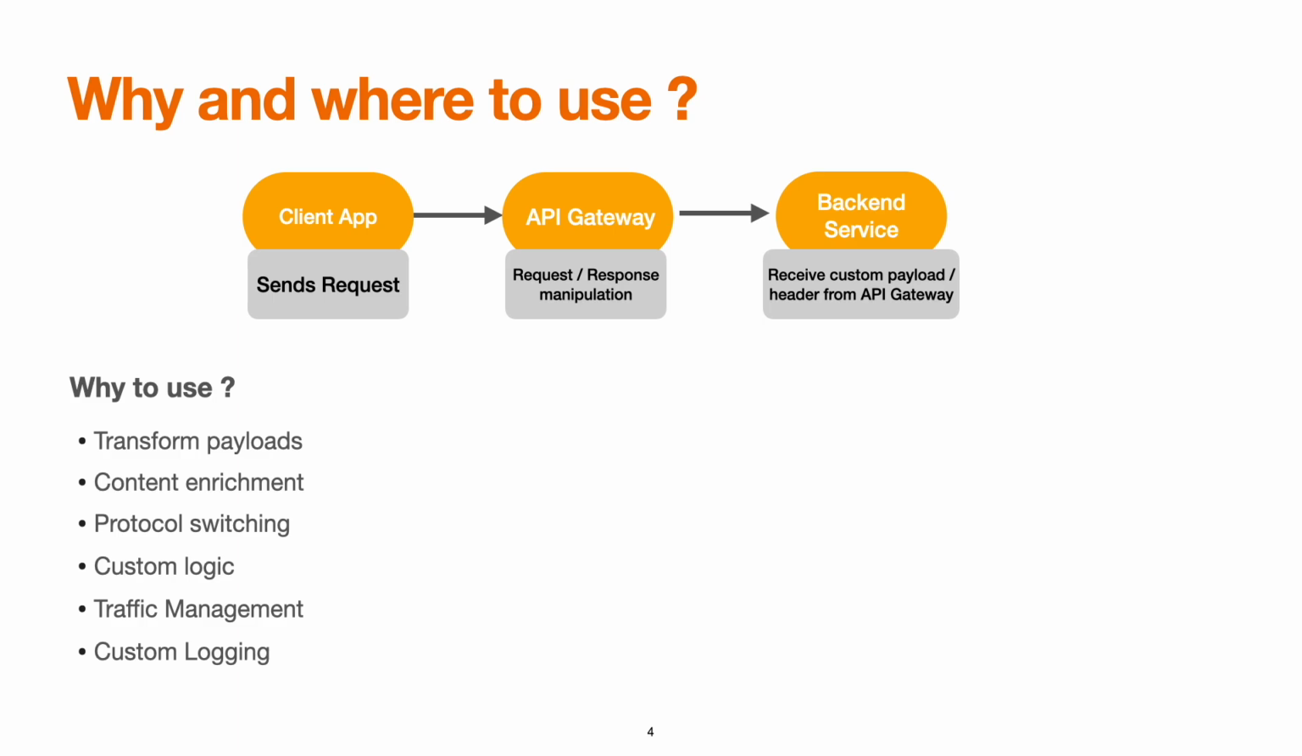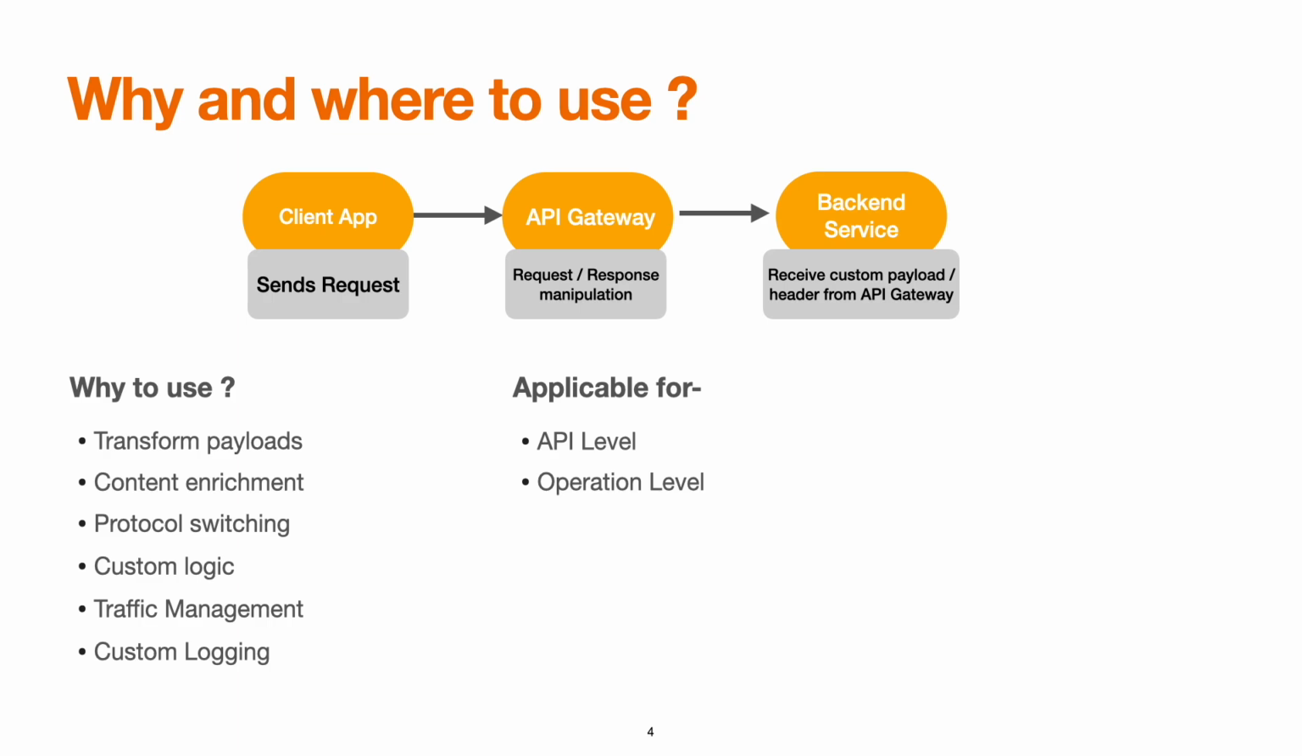So why use it? We can have a scenario where the backend service accepts the message in JSON format, but the client is sending XML. So we can do payload modification for the message structure and payload changes. Content enrichment, like adding custom headers or query parameters or body content from external sources such as a database or other APIs.